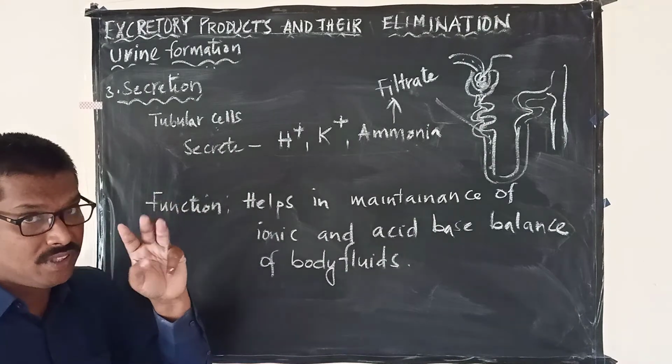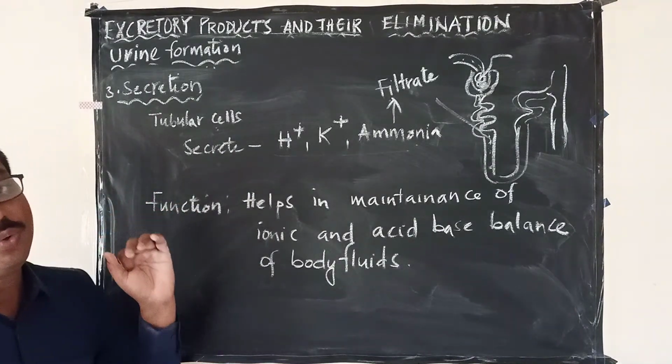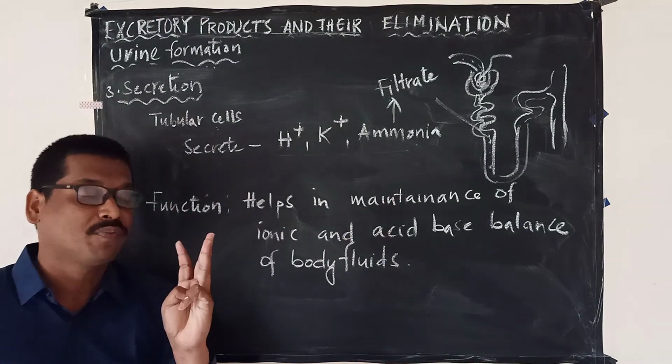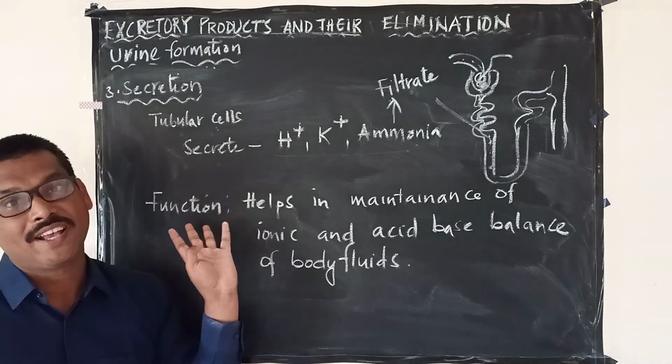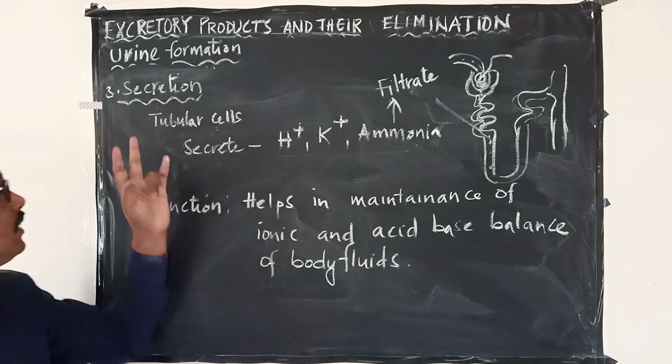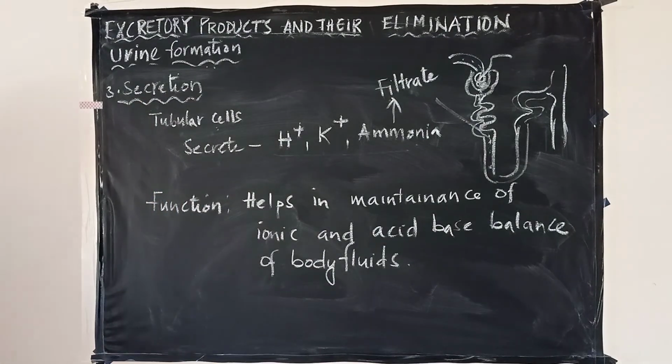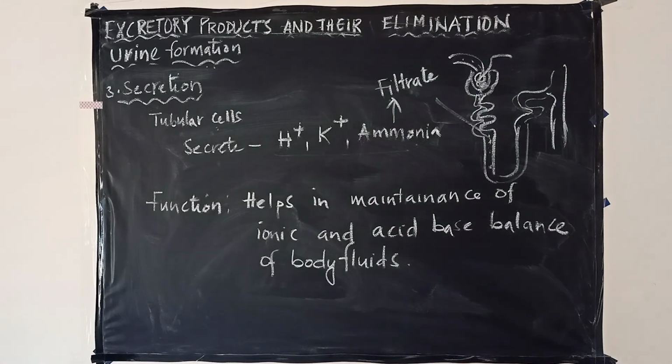So under these three steps, urine formation will be taking place. The first one, as we said, glomerular filtration, the second, reabsorption, and the third is secretion. These are the three steps under which urine formation takes place.